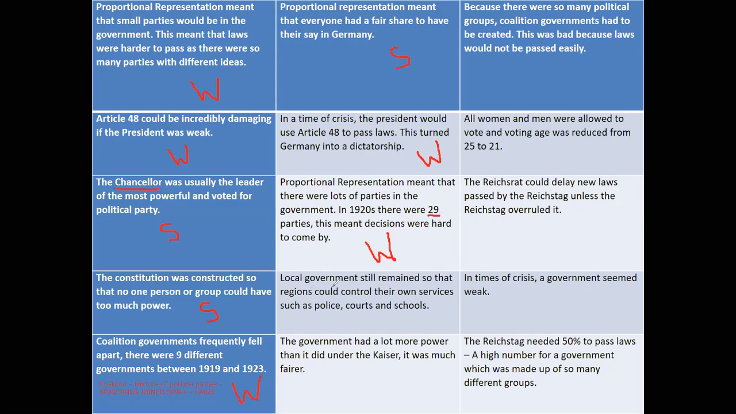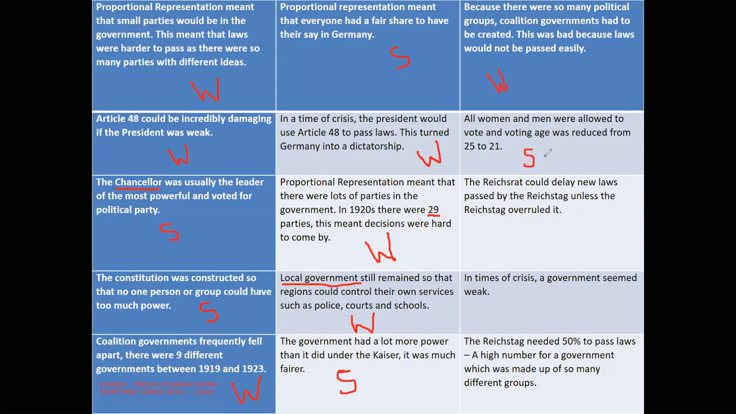Local government still remained so that regions could control their own services, such as police, courts, and schools. This is going to be a weakness because it means that sometimes the local government would clash with the national government. The government had a lot more power than it did under the Kaiser. It was a lot fairer. That's a strength. Because there were so many political groups, coalition governments had to be created. This was bad because laws would not be passed easily. Weakness.